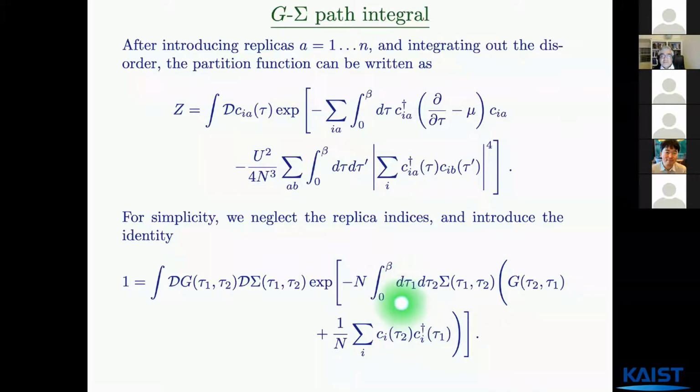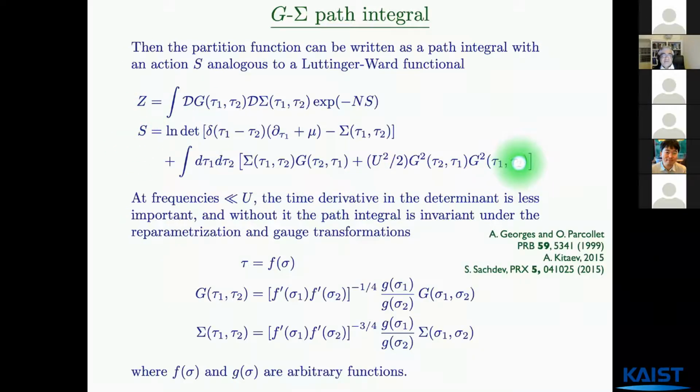Okay. Yeah, so you can just put the 1 inside the integration, and then what happens is that you can just replace this C by this G. And once you have done that, it's just a quadratic integral over the C's. You can do the C integral. And so at this point, you have an exact representation, assuming self-averaging, of the partition function of the SYK model. So this is what it is. It's got 2 bilocal fields, G and sigma, of tau1, tau2. And this is the exact action with no approximations so far.